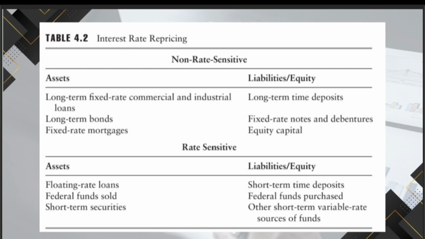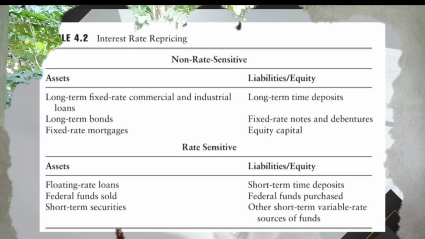For rate-sensitive, these assets and liabilities have interest rates that adjust more frequently, making their value more susceptible to changes in market interest rates. Examples include floating rate loans, federal funds sold, short-term securities, short-term time deposits, federal funds purchased, and other short-term variable rate sources of funds. In essence, the table helps illustrate how a bank's assets and liabilities can be categorized based on their exposure to interest rate risk. Understanding this distinction is crucial for managing a bank's overall interest rate risk profile.